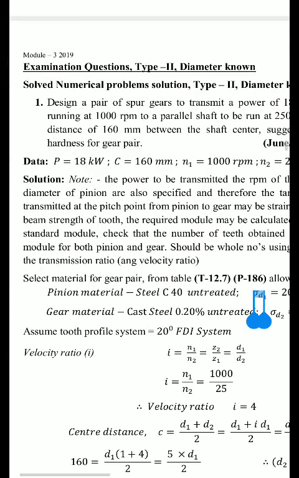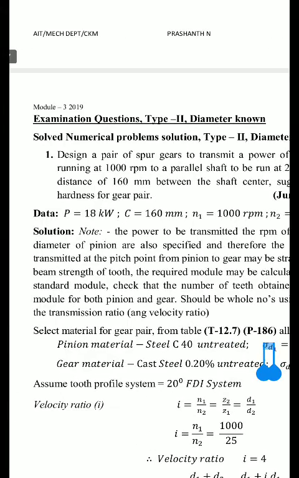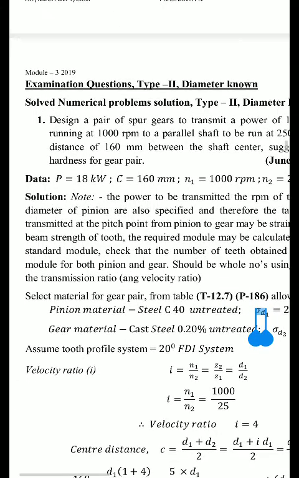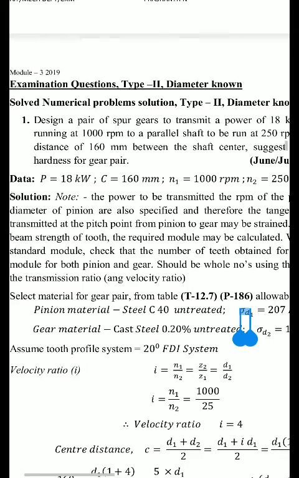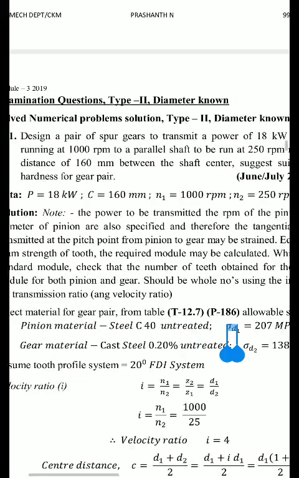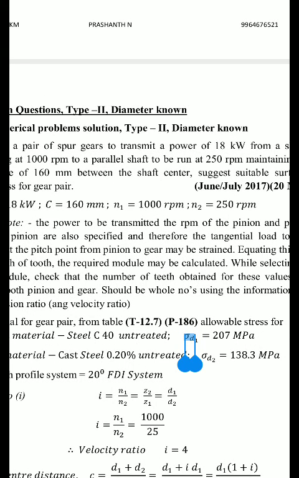Next, the data are given. The power is given 18 kilowatt. See, the center distance between the shafts C is given 160 millimeter, and N1 is given from shaft running at 1000 rpm. Next, N2 is given 250 rpm. Maximum is N1, minimum rpm is N2.